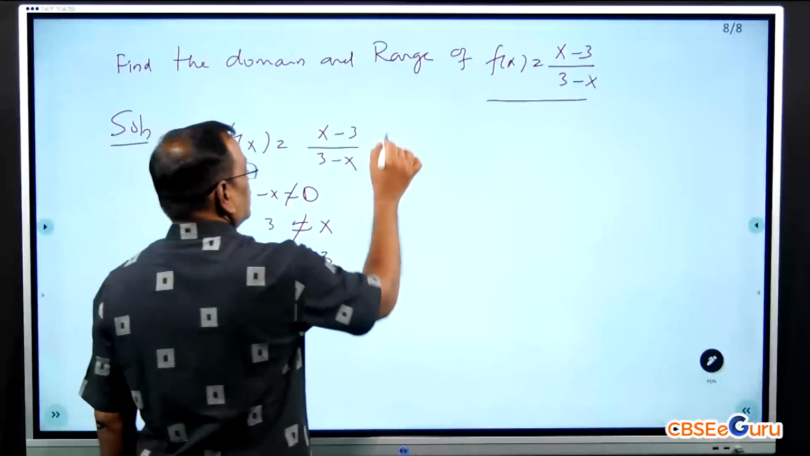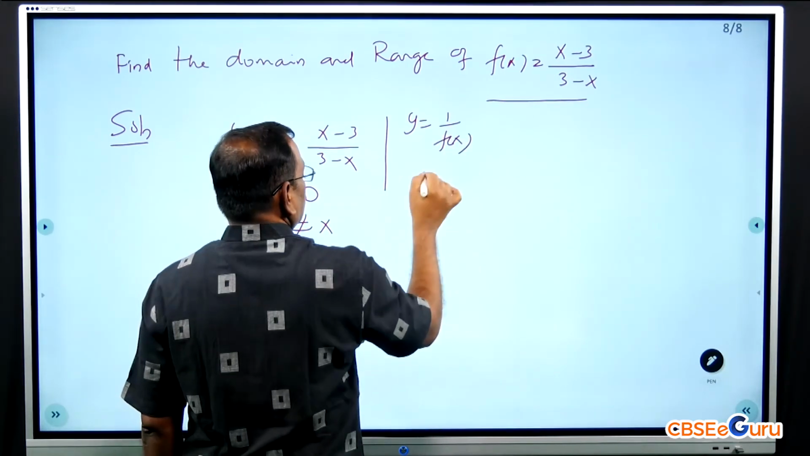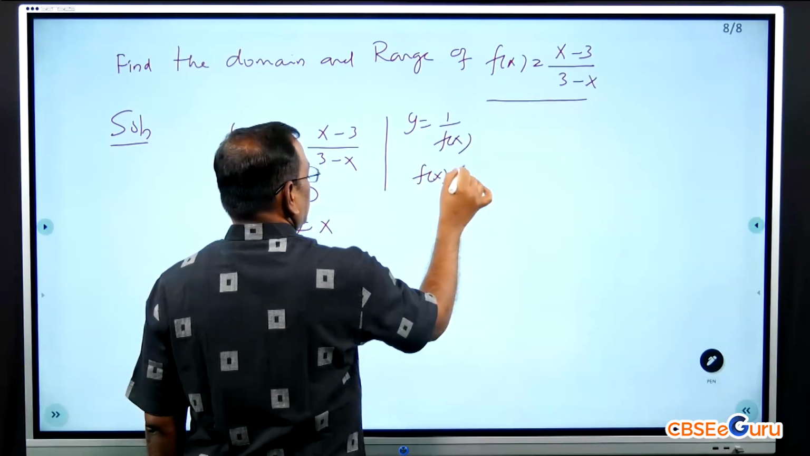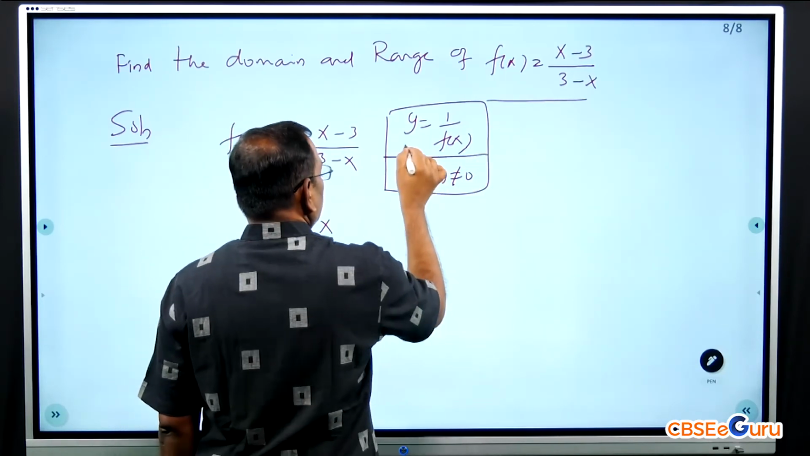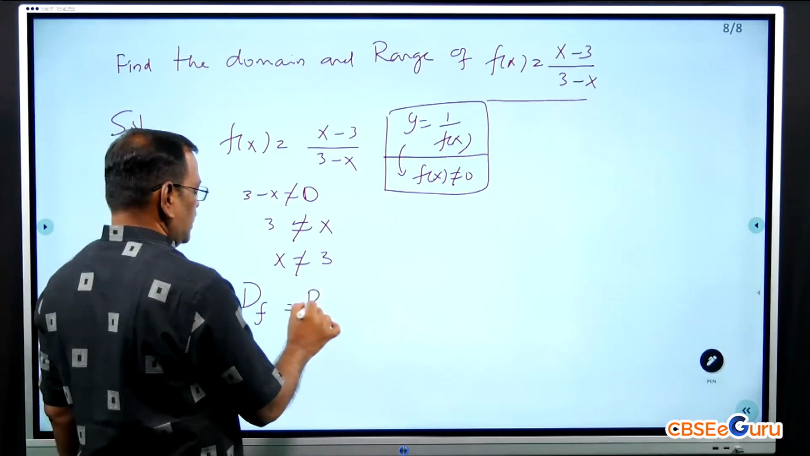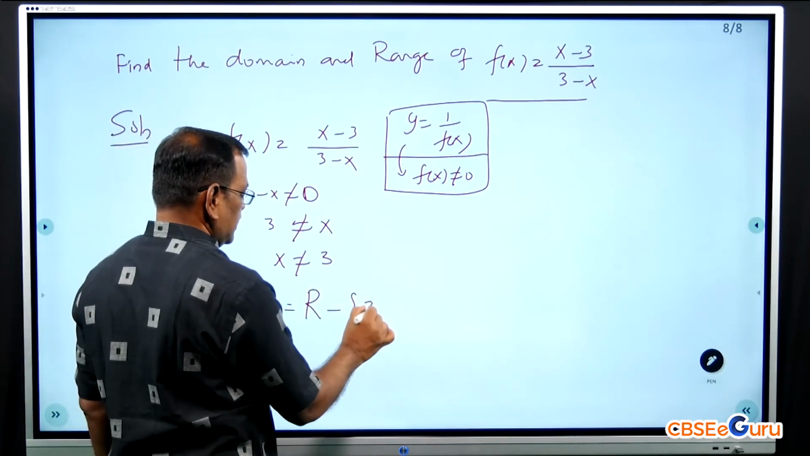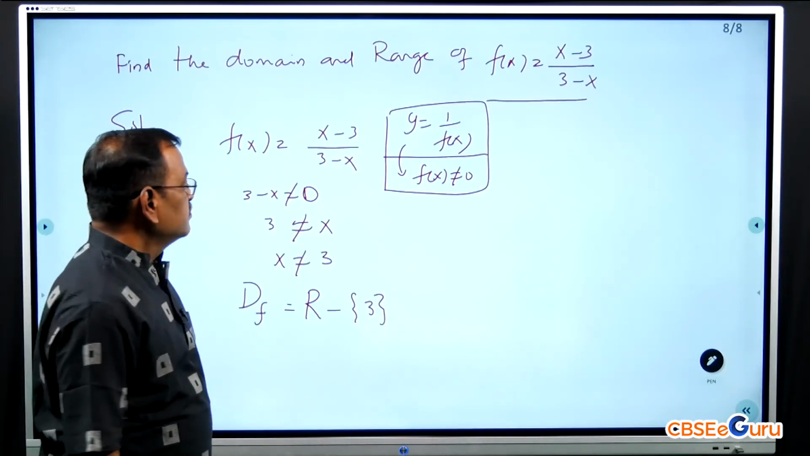So, as usual here the formula is y equal to 1 by f of x. The condition is f of x not equal to 0. This is the formula for domain. Okay. So, domain equal to all real numbers other than 3. So, R minus the singleton set 3.